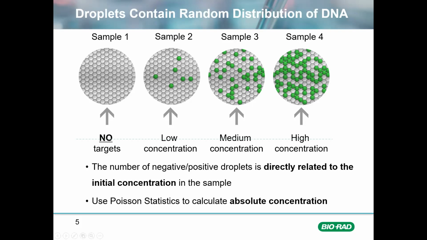Now, one question I do get asked on here, and we're going to talk about multiple occupancy later on, is can you have multiple copies of the same target or multiple targets in the same droplet? And yes, you can. As the concentration of our target increases, so does the likelihood that through random distribution, multiple targets go into the same droplet.